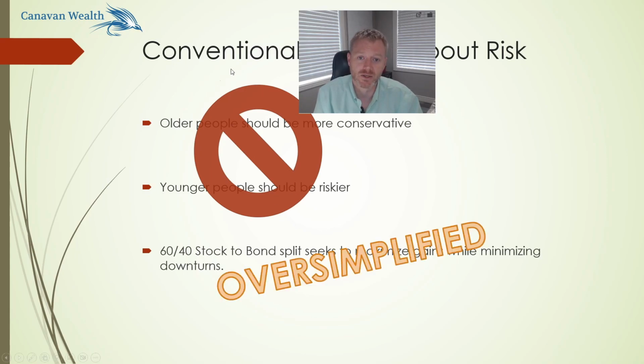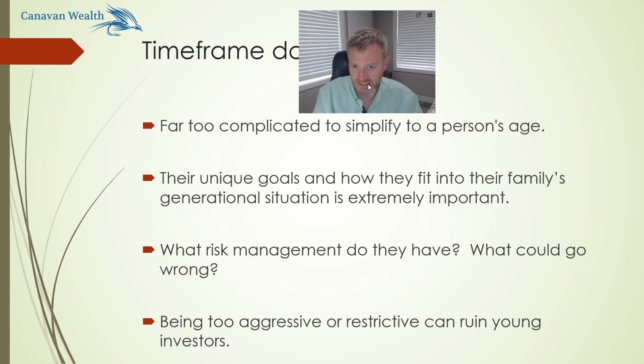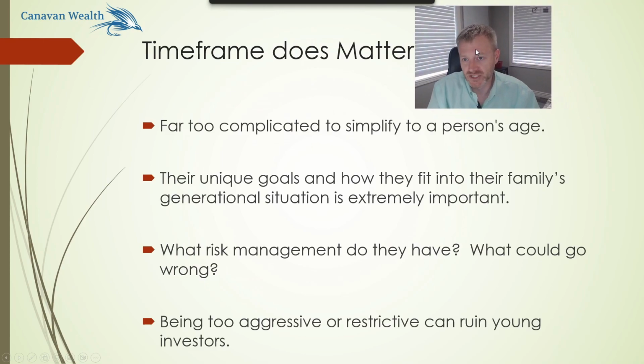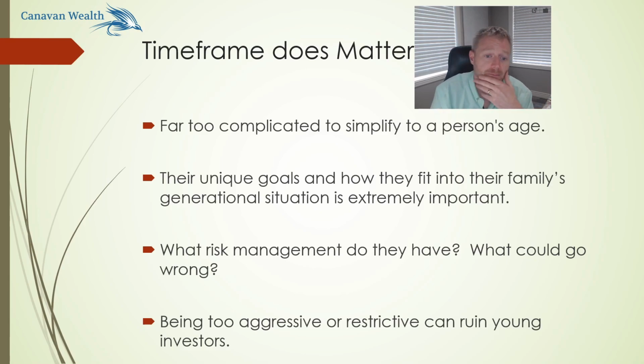So let's go back to this, talking about conventional risk and this idea that if you're older, you should just be more conservative. It's more complicated than that. There's a lot that goes into it that often correlates to your age, but I think time frame is more important than age. Meaning, how long do you expect to hold this before you may need access to that money?